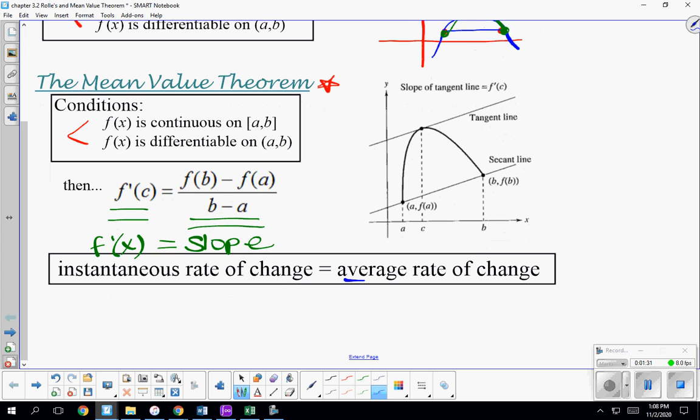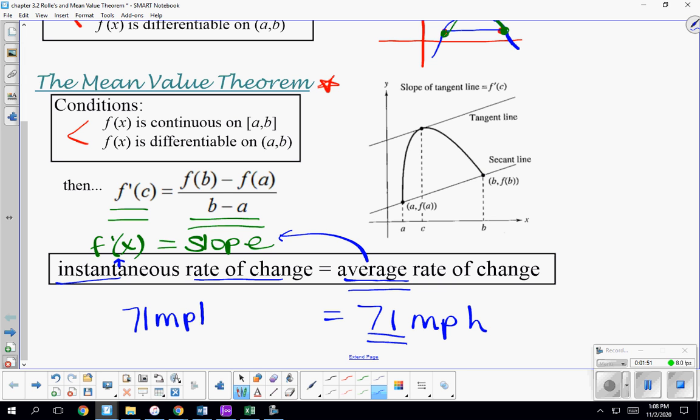If we could calculate our average rate of change, that's our slope. If we could calculate that, maybe our average speed on the freeway would be, I don't know, 71 miles per hour. If we were to look at our exact speed, which is our derivative, it would have to be 71 at least once. So 71 miles per hour has to happen at least once. Sometimes we go a little faster than that, sometimes we go a little slower, but they have to be the same at least once. So our average has to be our exact at least once in the interval.